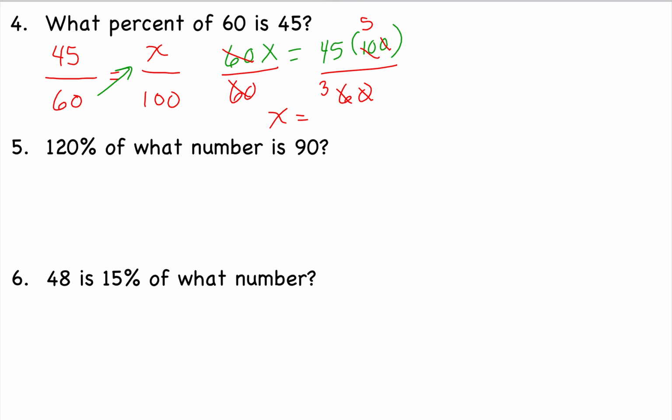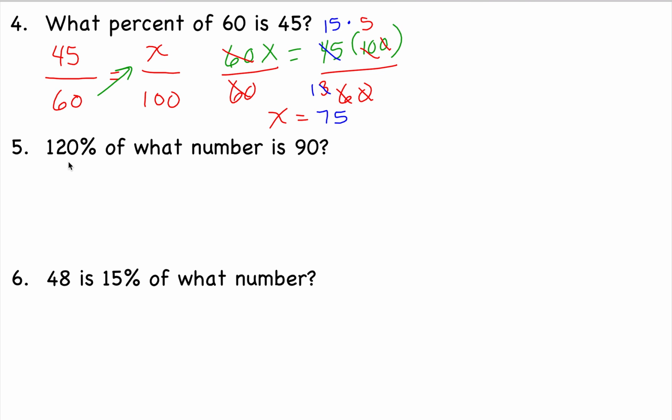I hope I don't lose you with all of these divisions, okay? Let me know if you get lost. 3 divided by 3 is 1. 45 divided by 3 is 15. And so we have 15 times 5 over 1. And that just gives us 75.